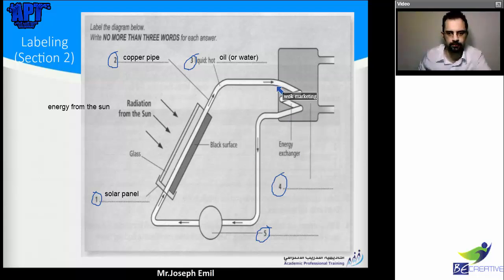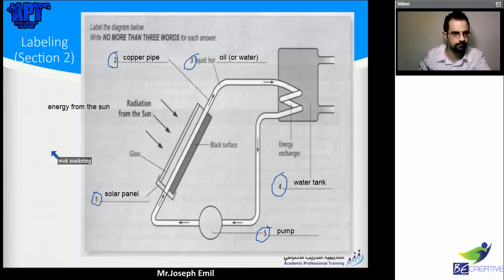What about number 4? Energy exchanger, it's in the water tank. You have to write both words. Tank is not good, water is not good. Okay, water tank. And finally, number 5 is, it was the fastest one, pump. Good. Let's try listening to the conversation again.